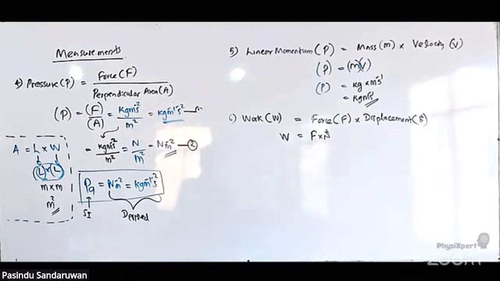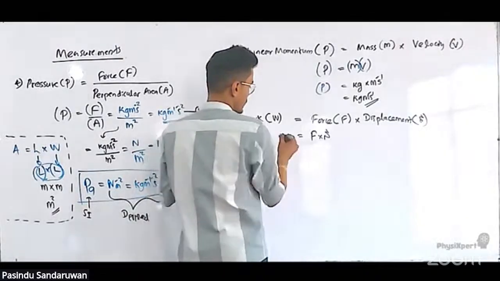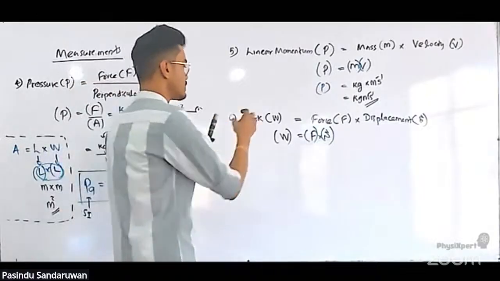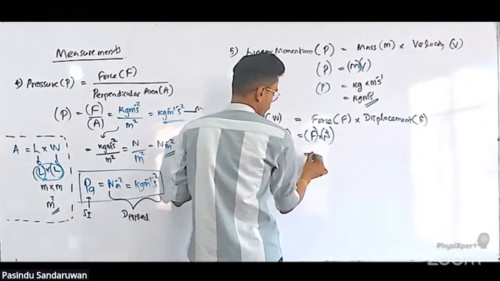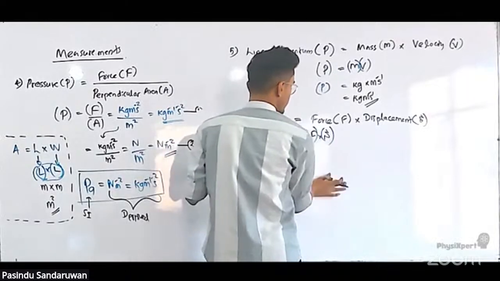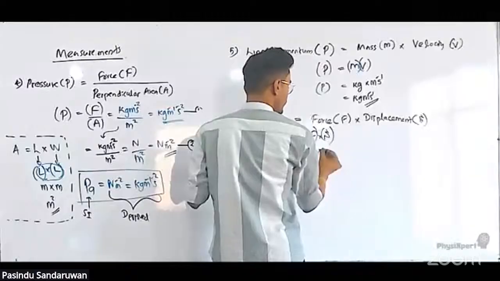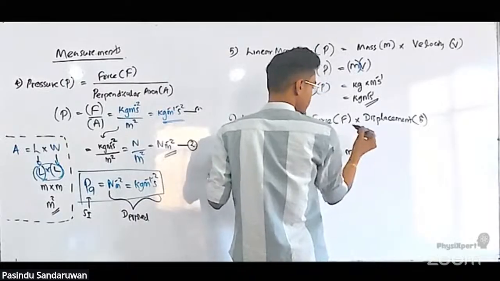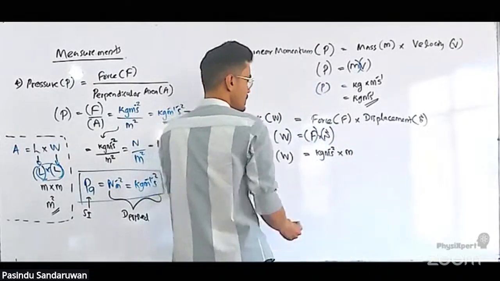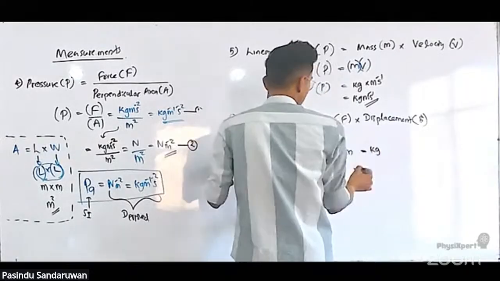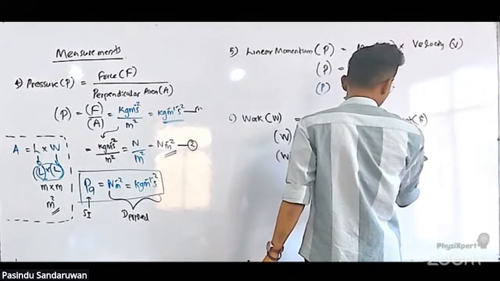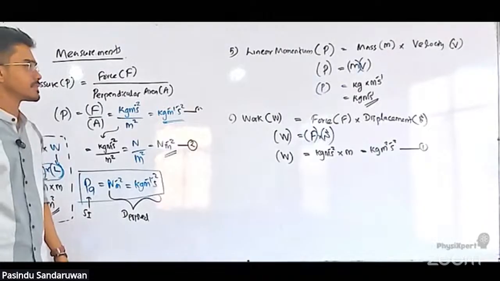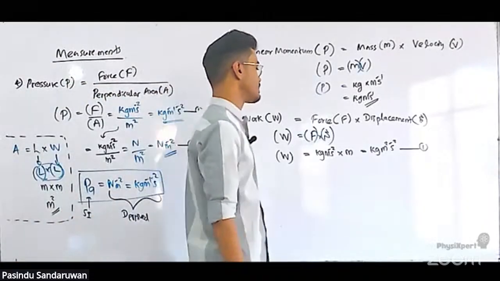Units of work is units of force times units of displacement. If I start with the fundamentals, the fundamental unit of force is kg ms minus 2, into displacement, which is a length measured in meters. Then this is kg m squared s minus 2.